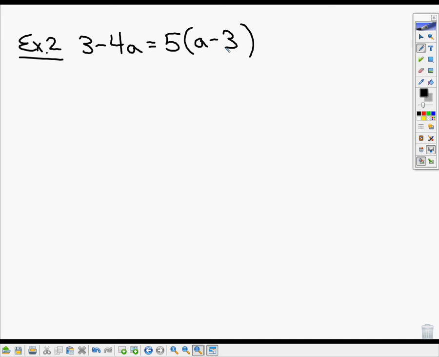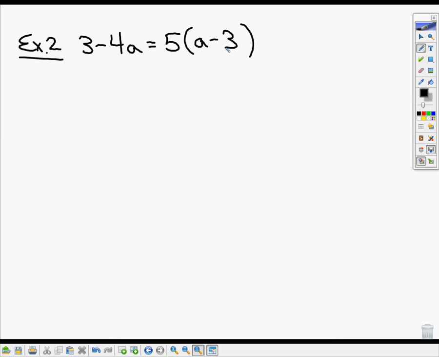Okay, let's move on. And as a second example, I would like to have you guys try this on your own. So after I get it written down, 3 minus 4a equals 5 times the quantity, a minus 3. Why don't you pause the video right now, go through, work this out on your own. If you get stuck, unpause it. But when you get it all finished, unpause it, and I'll go back through working it out.